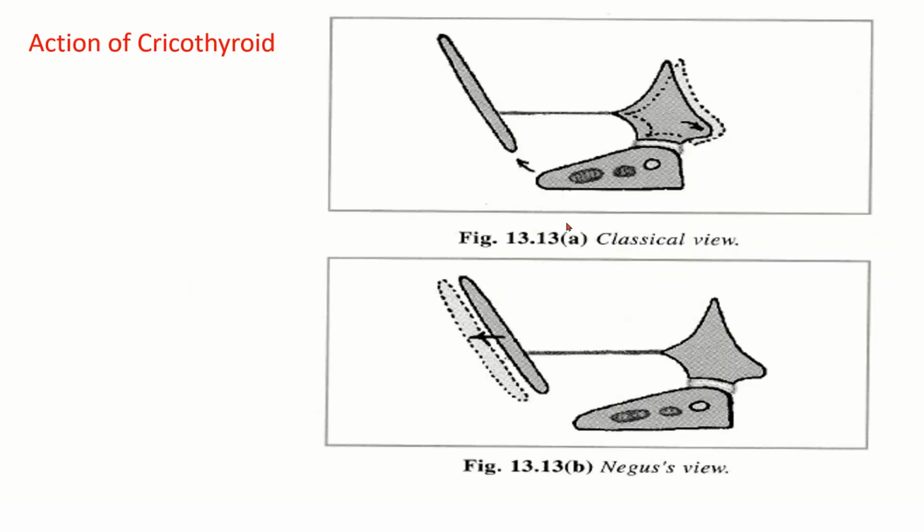So if you see here in classical view, cricoid moves and arytenoid goes backwards. So there is tension in the vocal cords. In Negus view, cricoid and arytenoid are stable. The thyroid itself moves, the thyroid cartilage itself moves forward, creating tension in the vocal cords. This is the action of the cricothyroid.